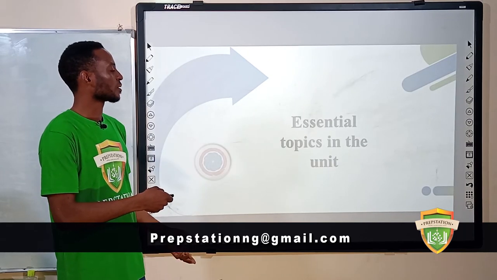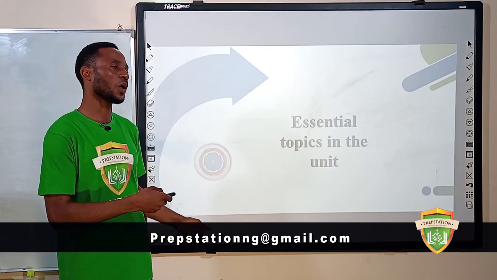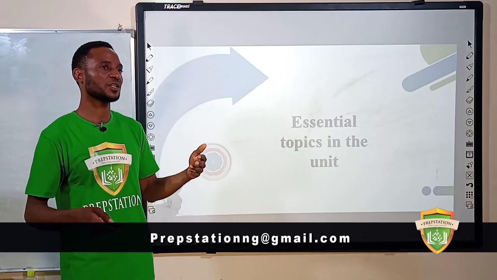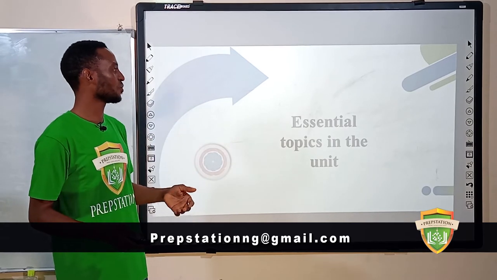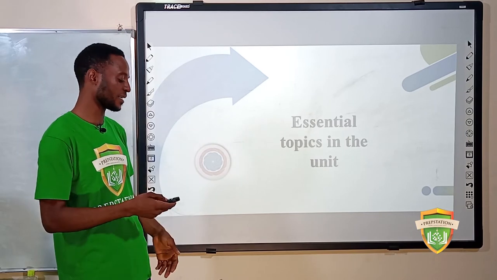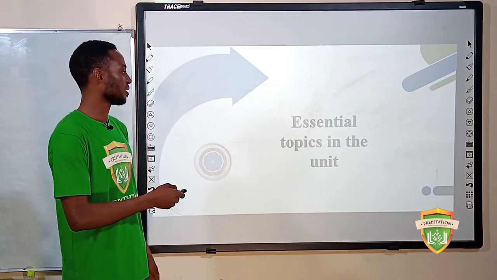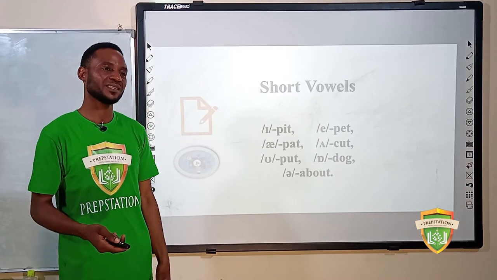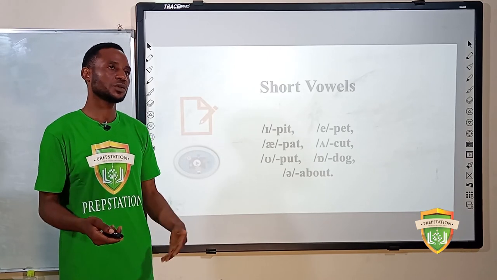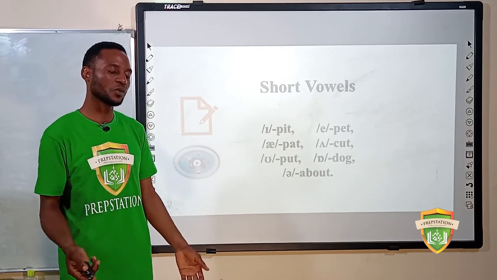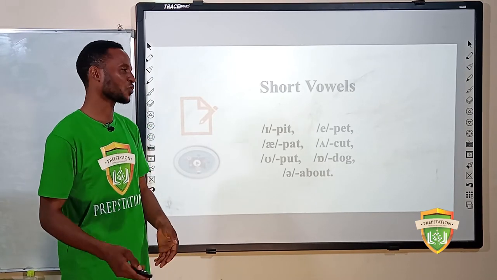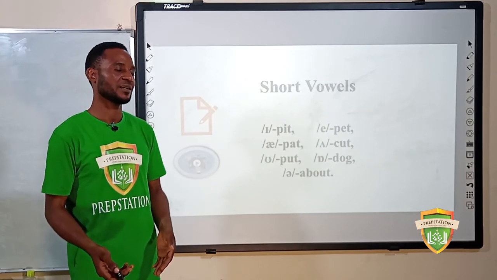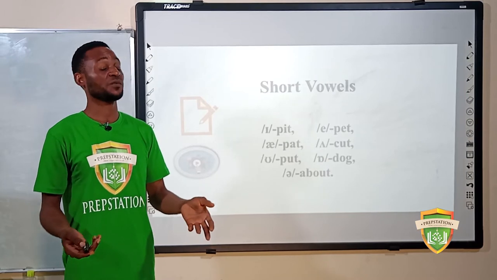So in this unit, the unit of oral forms, where your knowledge of the spoken form of language is tested, you're going to have some of these essential topics that we are going to discuss in the course of the lesson. And I want us to start with vowels. And this time around, I want us to start with short vowels. They are part of what is called monophthongs. Of course, we can't treat all the vowels in this particular setting. Number one, it will create a kind of confusion.